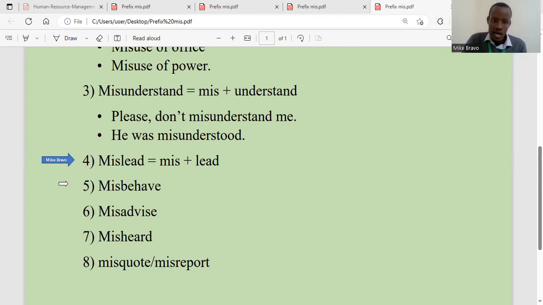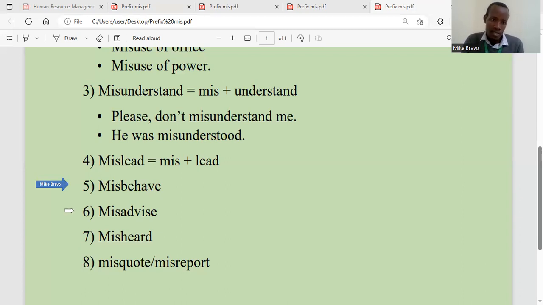So other words that we have are the word misbehave. We have the prefix mis plus behave. To behave is how you conduct yourself in front of others. So to misbehave is to fail to behave in a way that is acceptable, in a way that is good. That is what we call misbehave.